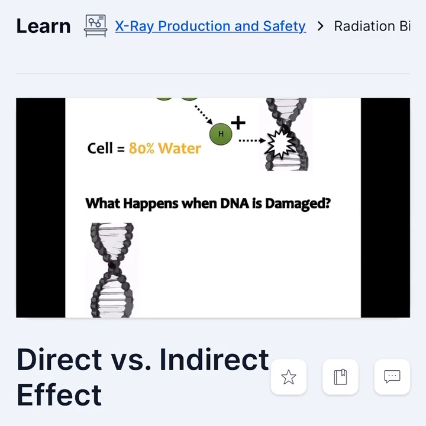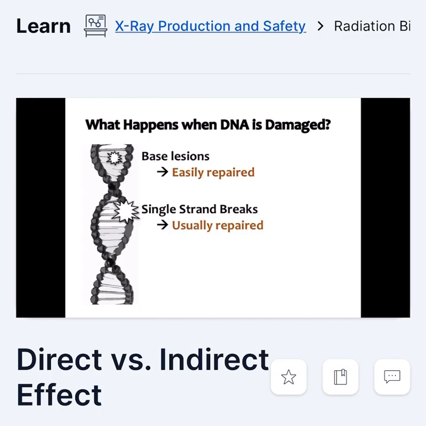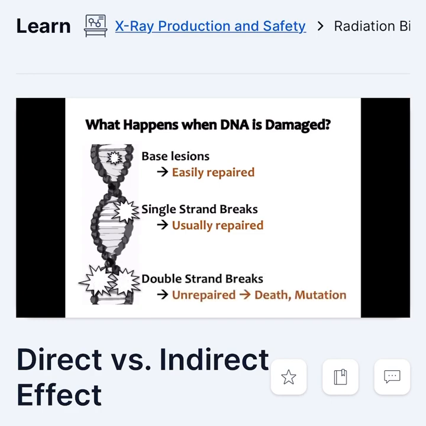So what happens when DNA is damaged by radiation? Whether by the direct action or the indirect action, the effects are similar. The most common effect is small base pair lesions, which are easily repaired by the cell. Another common effect is single strand breaks, which are usually repaired without negative effects. The least common but most important effect is a double strand break. Double strand breaks are the least common DNA lesion, but they are by far the most significant.